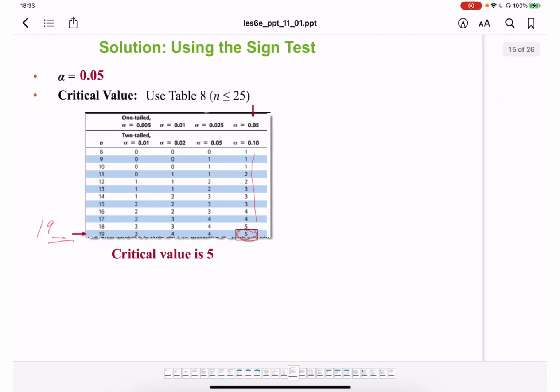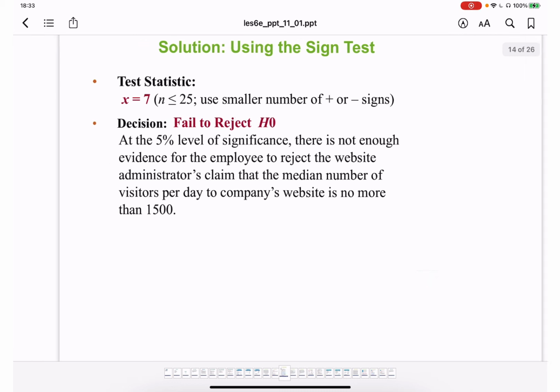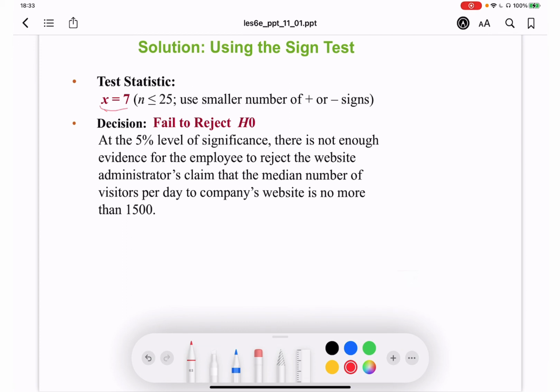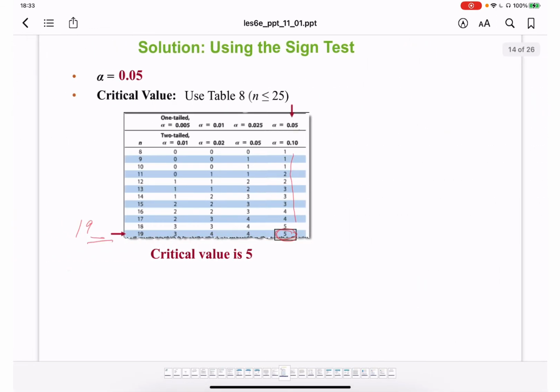Okay. Next step is going to be the test statistic. Our test statistic is equal to 7 because we have 12 and 7, right? Out of the two counts, we are going to take the lesser frequency, 7. We had 7 and 12, right? So we are taking 7, using the smaller number of plus or minus. And what do we say? Our x is equal to 7, and our critical value is equal to 5, right?